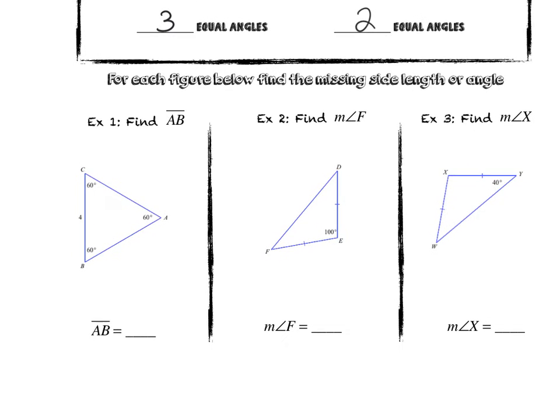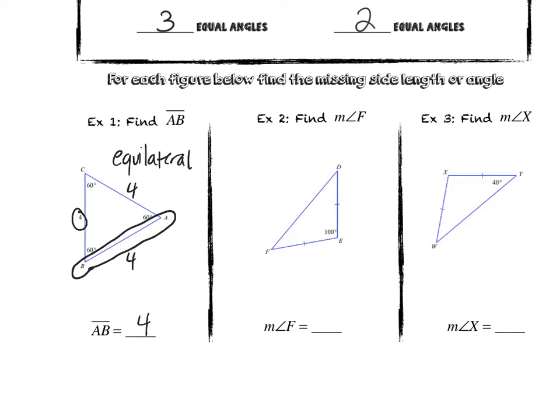So for the first one, you have to find the side length of AB. So the side length of AB is what we're trying to find right here. That's this side right here. Well, remember, this is an equilateral triangle, which means all angles are the same and all sides are the same. So if one of the sides is 4, then that means every other side is 4. So there's your answer.